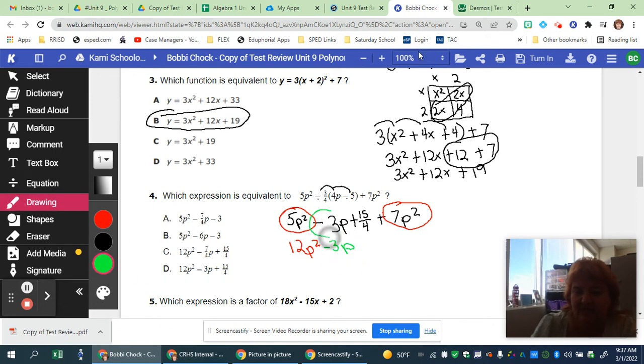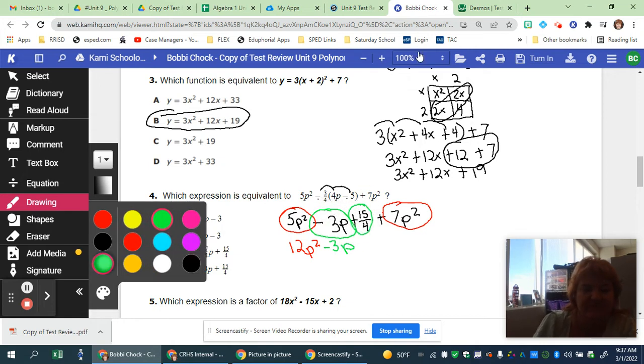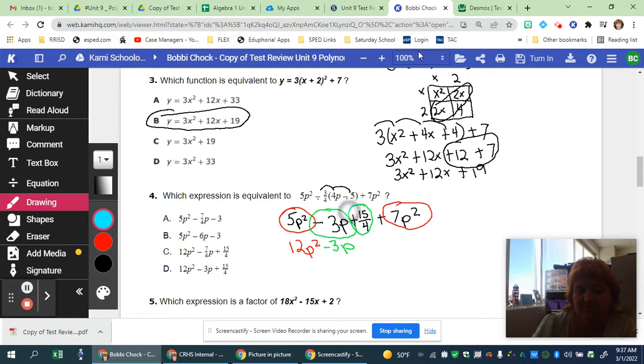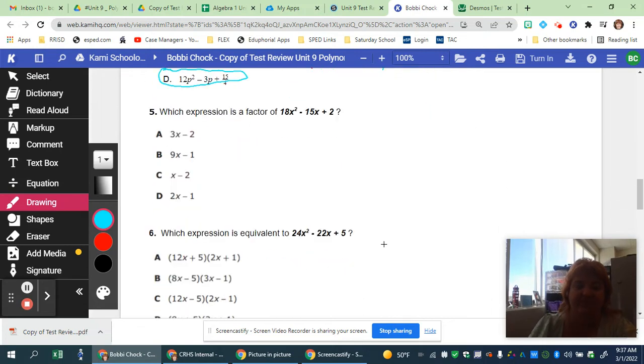And see, that's all alone. And there's nothing I can combine with this. Oops, I was going to use a different color. So let's use that color. So plus 15 over 4. So do you see the answer? Yeah, I see it right here. Yes. That's the answer right there. Okay. We're just rolling along here.